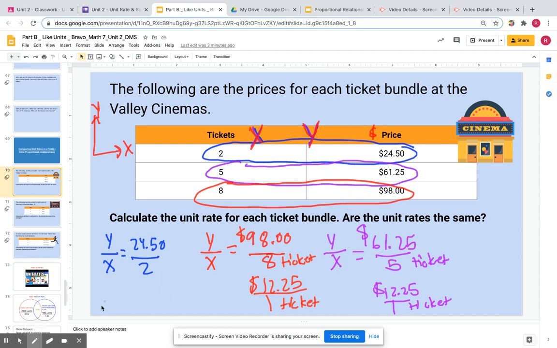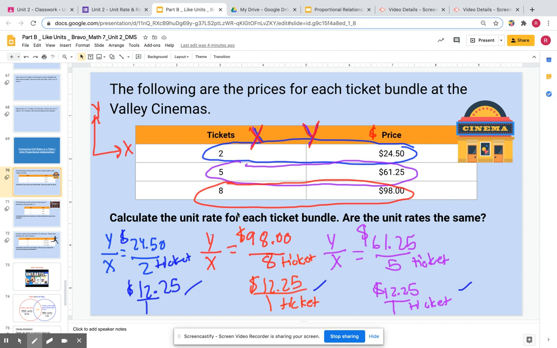Now we're going to find out if it was fair throughout the whole process of buying 2 and 5 and 8 tickets. So let's go ahead and put a 1 in the bottom. Remember, this is money, this is tickets, and we're going to divide that number by 2. And you find out that it was also 12.25. So it turns out that when you buy 2 tickets, 5 tickets, 8 tickets, it was all fair. So they're all the same, and the unit rate was just 12.25 for one ticket.